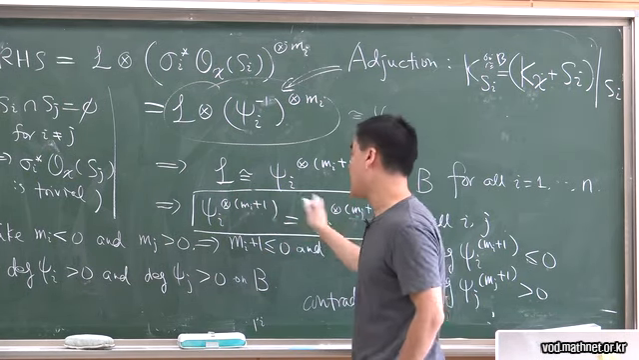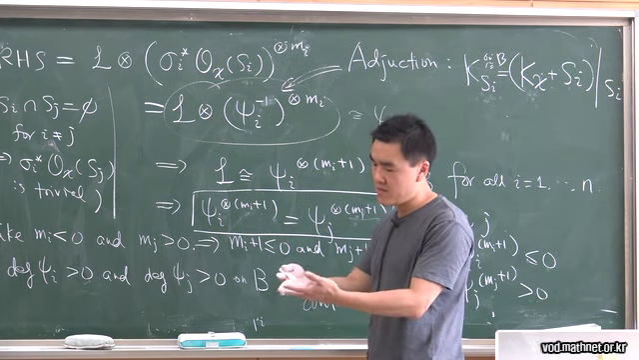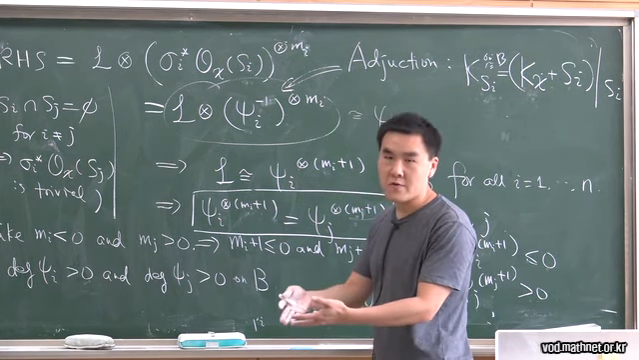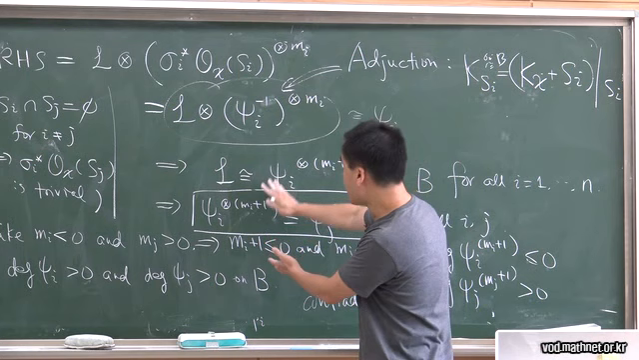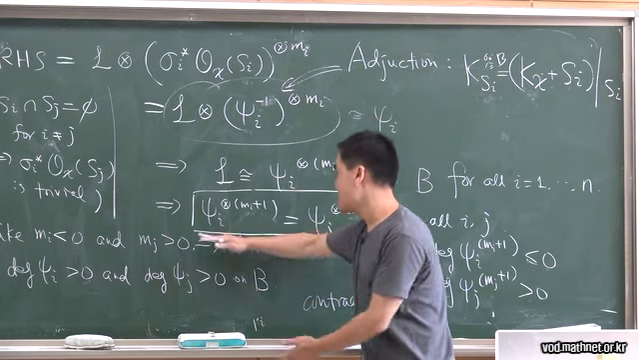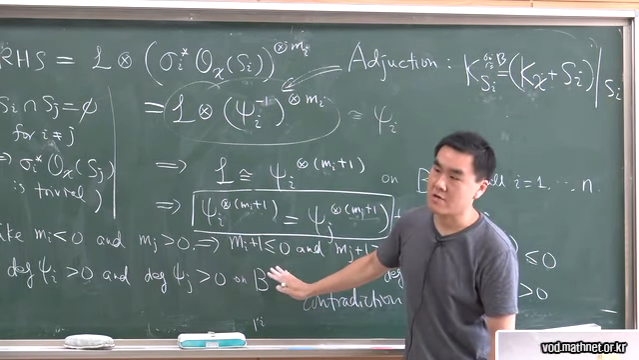That's why if all the mi's are positive, in other words, if I'm in the holomorphic differential strata, this method, up to here is still okay. The last part does not work. So this trick does not apply.